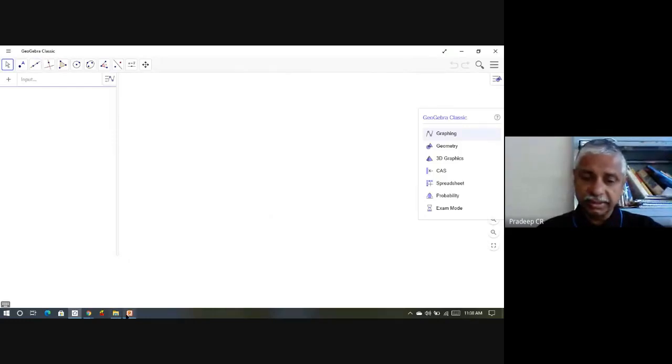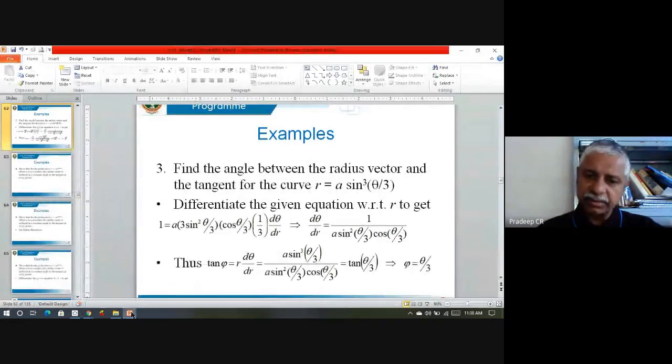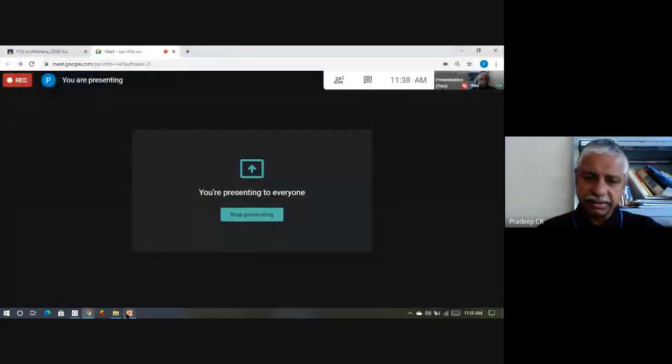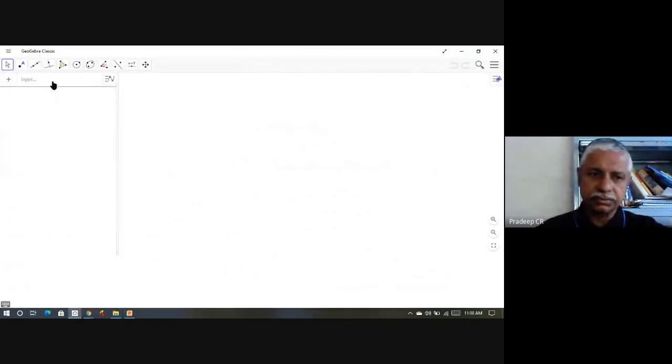So let us see the problem. What does the problem say? It is a sine cube theta by 3. I'll take a to be some value, let us take 4. So r is equal to 4 sine cube theta by 3.